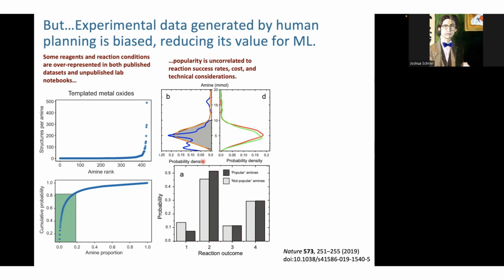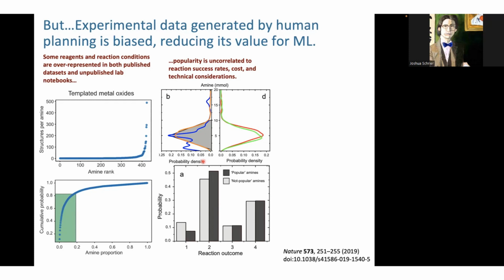And the answer was no, right? The popularity, whether it's kind of choices of reaction conditions or the popularity of reagents, was totally uncorrelated to the reaction success rate, even if you were just generating random experiment plans. So that was really kind of surprising.